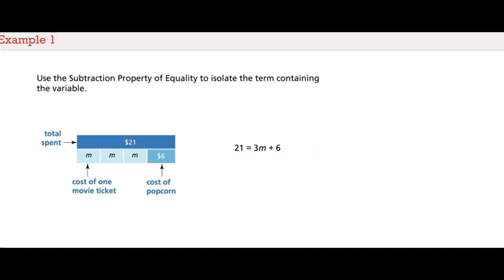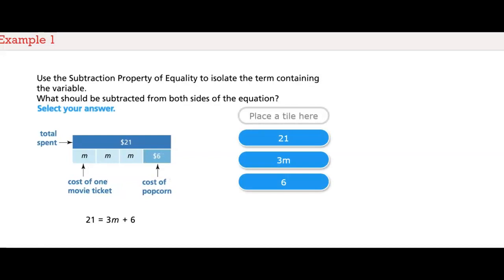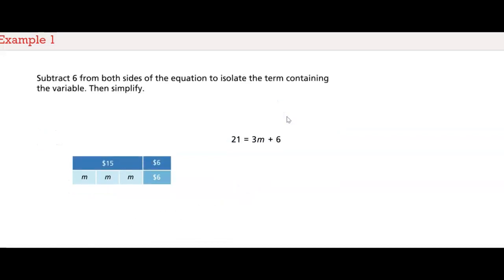The next step is to use the subtraction property of equality to isolate the term containing the variable. What should be subtracted from both sides of the equation? Select your answer. Subtract 6 from both sides of the equation to isolate the term containing the variable. Then simplify.